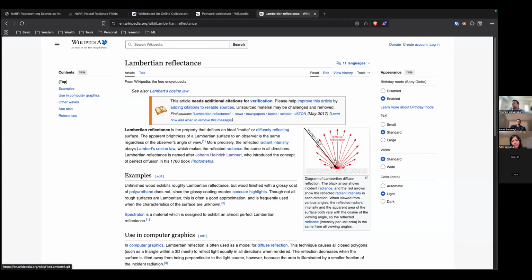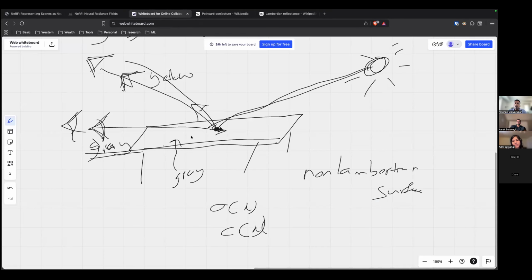If you take a matte painted car, let's say matte blue, no matter what angle you look at it from, it will be matte blue because the surface will spread light evenly. You will not have a reflection. But non-Lambertian surfaces, which are shiny, are very common in 3D environments, and they reflect light in a non-uniform manner.